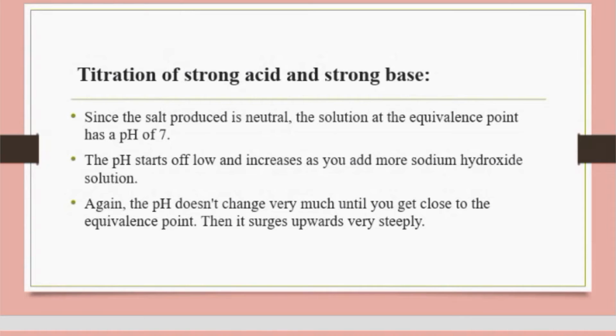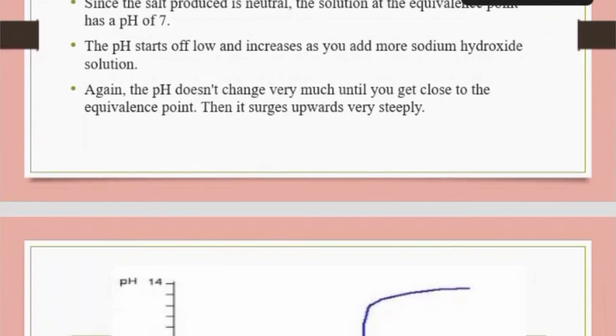And then titration of a strong acid and strong base. Since the salt produced is neutral, the solution at the equivalence point has a pH of 7. As we know, neutral solutions have pH 7, acidic solutions have pH less than 7, and basic solutions have pH greater than 7. So in the titration of strong acid and strong base, the salt produced is neutral.